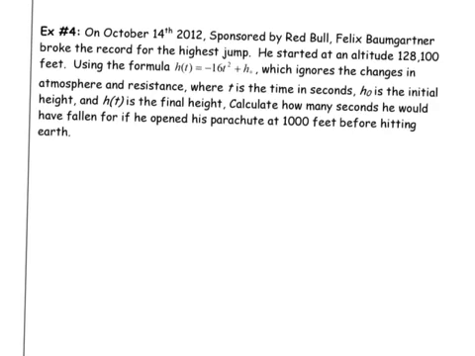So, they give us this formula, and it says that this formula ignores the changes in atmosphere and resistance, but it says that T is the time in seconds, HO is the initial height, and HT is the final height, and calculate how many seconds he would have fallen for if he opened his parachute at 1,000 feet before hitting Earth. Well, we can figure this out, right?